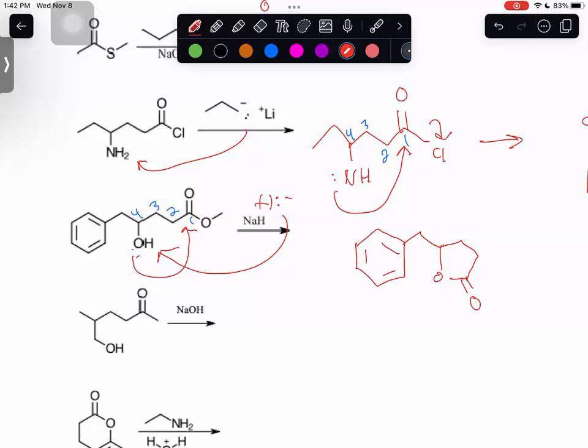What's the name of that molecule? Just a cyclic ester. Gamma lactone. That's it.